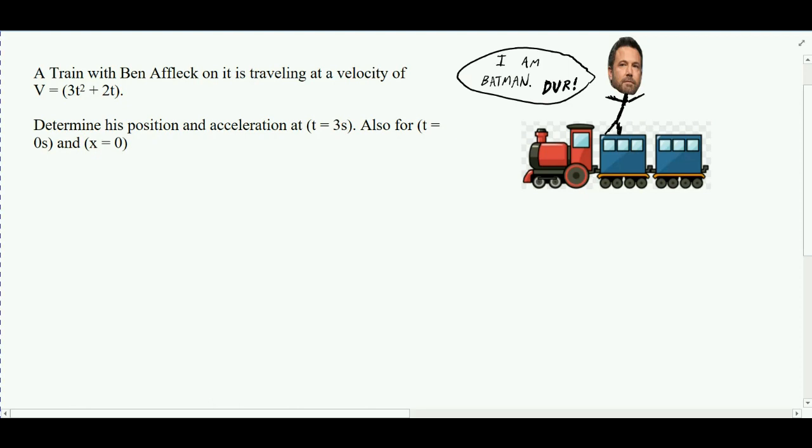Okay, and we're back with another problem here on intergalactic instruction. Now we've got a train with Ben Affleck on it. It's traveling at a velocity of v equals 3t squared plus 2t. We need to determine Ben Affleck's position at t equals 3 seconds. Also determine it for t equals 0 and x equals 0, position equals 0.